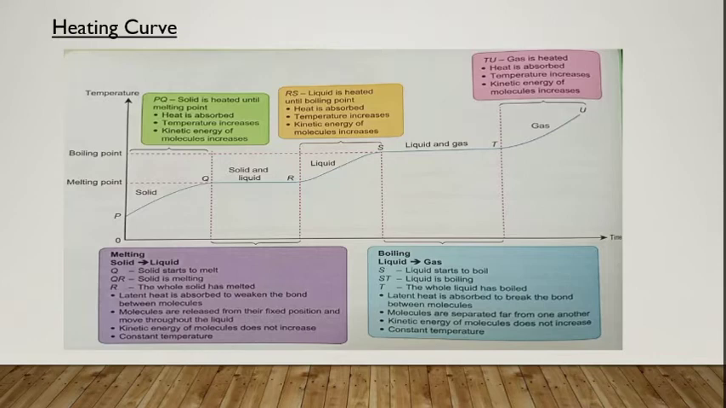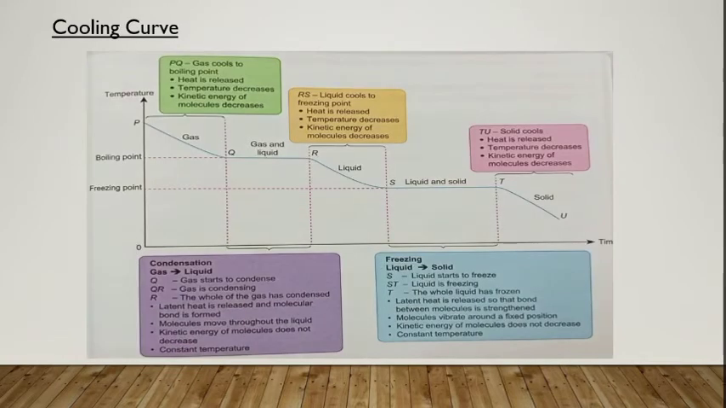Constant temperature. Process: boiling, liquid to gas. Process S: liquid starts to boil. Process ST: liquid is boiling. Process T: the whole liquid has boiled. Latent heat is absorbed to break the bonds between molecules. Molecules are separated far from one another. Kinetic energy of molecules does not increase. Constant temperature.